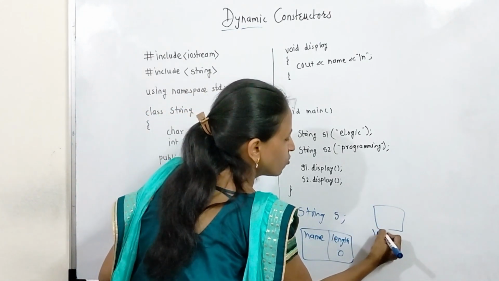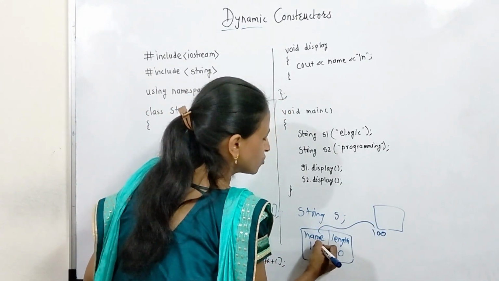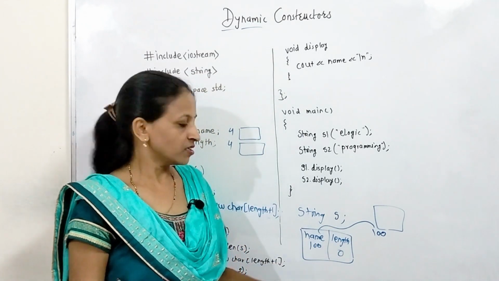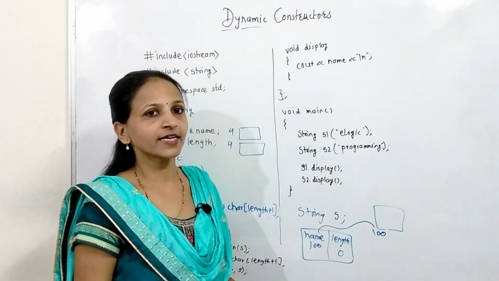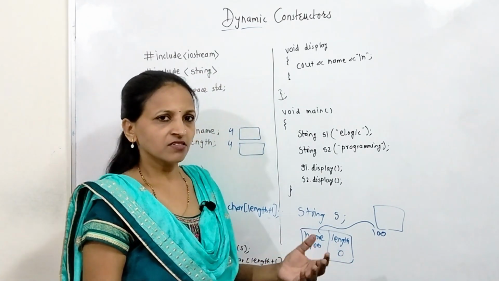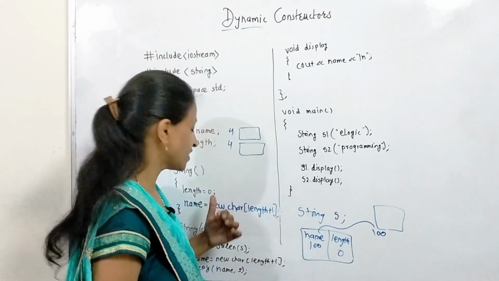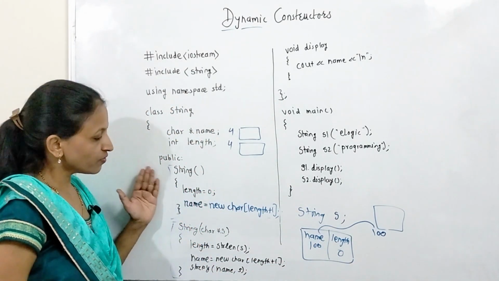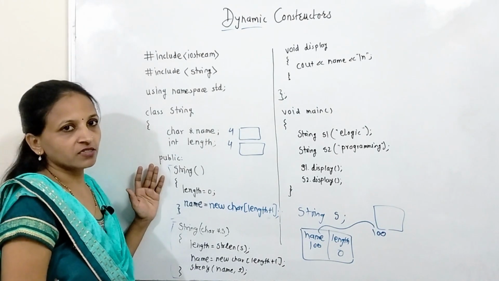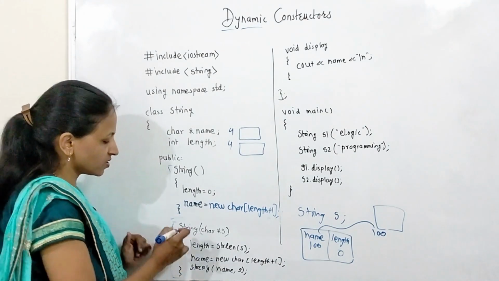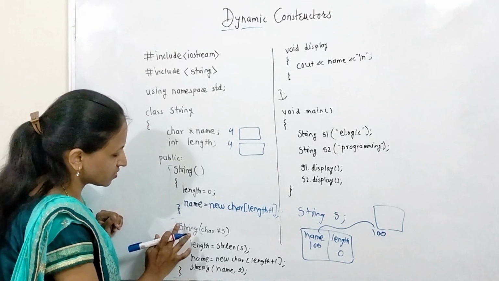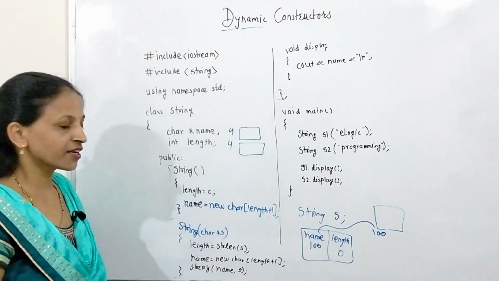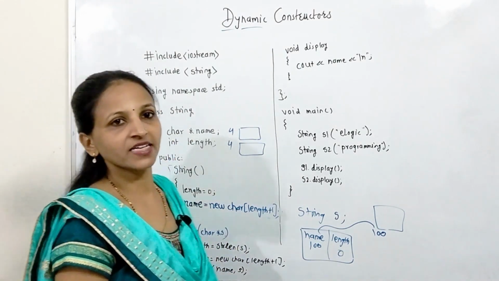Suppose it is 100, then of course that 100 will get stored inside this name pointer. This is a pointer. A pointer can hold an address. And here length is by default 0 now, which means we have set it to 0. This will be the default constructor. And this is a parameterized constructor. Constructors with arguments are nothing but parameterized constructors.